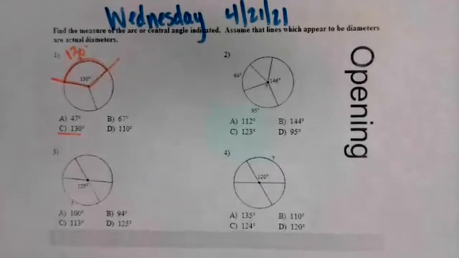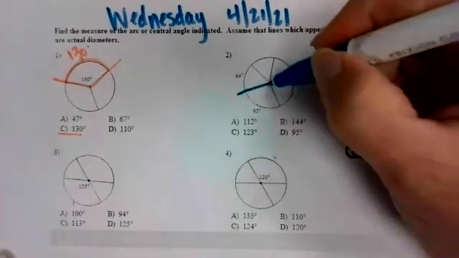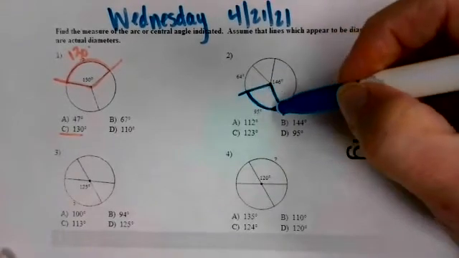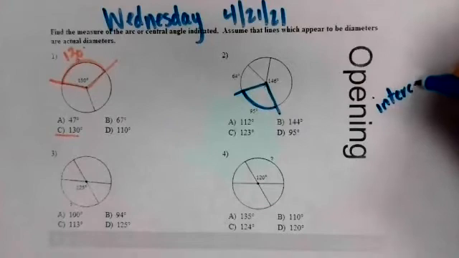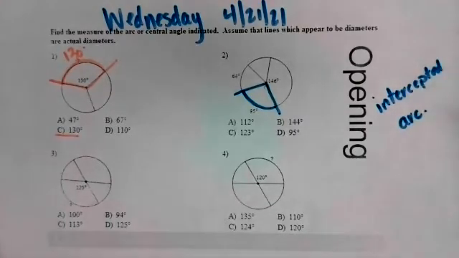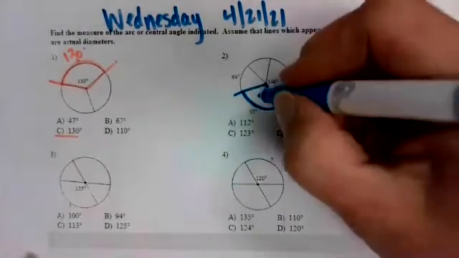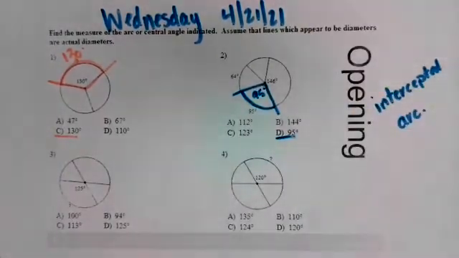Okay, looking at number 2, I'm looking for an angle measure. My angle forms an arc. We call this the intercepted arc, which is an arc inside of an angle. They're going to be the same. So my arc is 95 degrees, so this angle is 95 degrees.